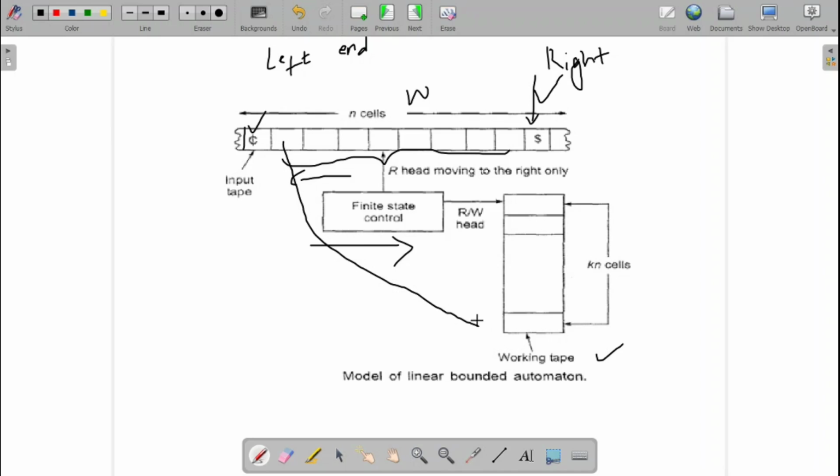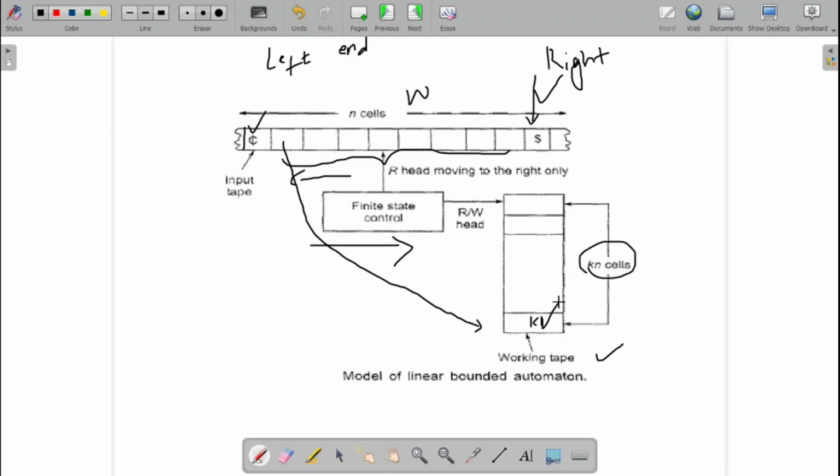Instead, we put it on the working tape. There we process. Because it is a non-deterministic finite automaton, we can have n such options. That's why the working tape will have k into n cells. We may have k options for the given input symbol. So we can have kn cells in the working tape. With that working tape, we need to process the given input, and this is how the linear bounded automaton works.